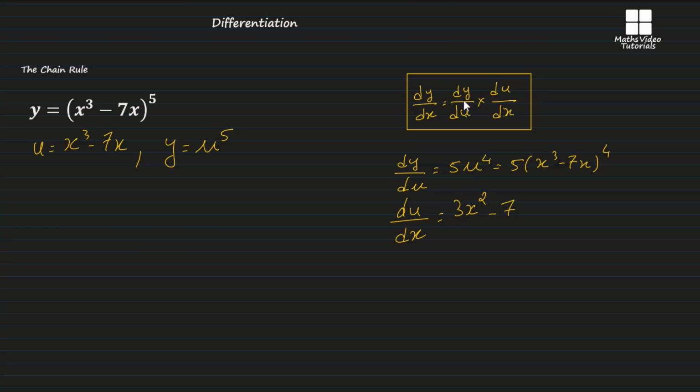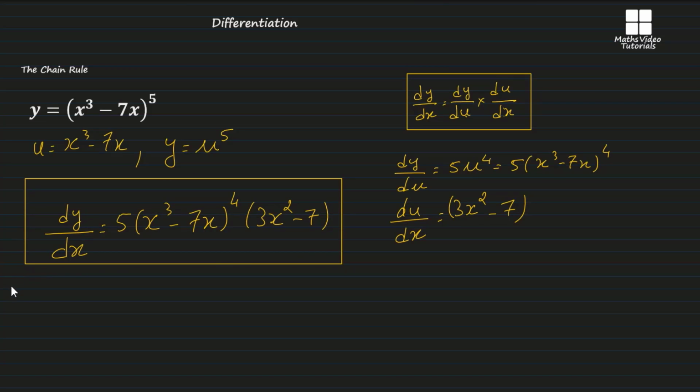So we got dy by du, which is this one, and we got du by dx, which is this one. Let's put them together to differentiate y by dx. dy by dx is going to be this one here, 5(x cubed minus 7x) to the power of 4, times it by du by dx, which is this one here. I'm going to keep it in a bracket as well. And that is how you differentiate using the chain rule.